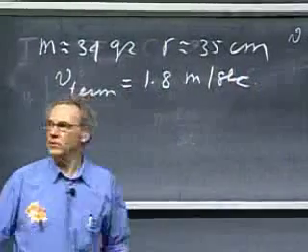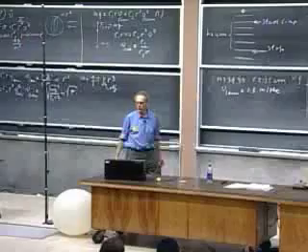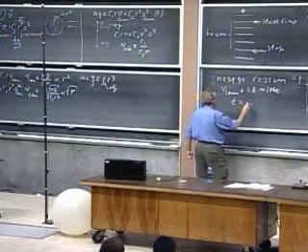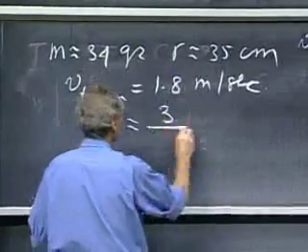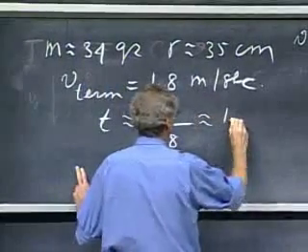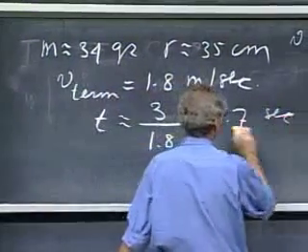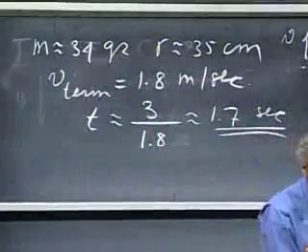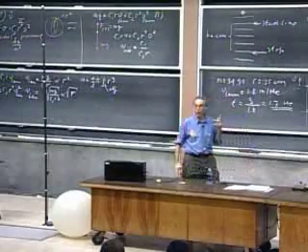So if I drop it from a height of 3 meters, which I'm going to do, then you would think that the time that it takes to hit the floor would be about my 3 meters divided by 1.8 meters per second, which is about 1.7 seconds. That's not a bad approximation. However, it will of course take longer.